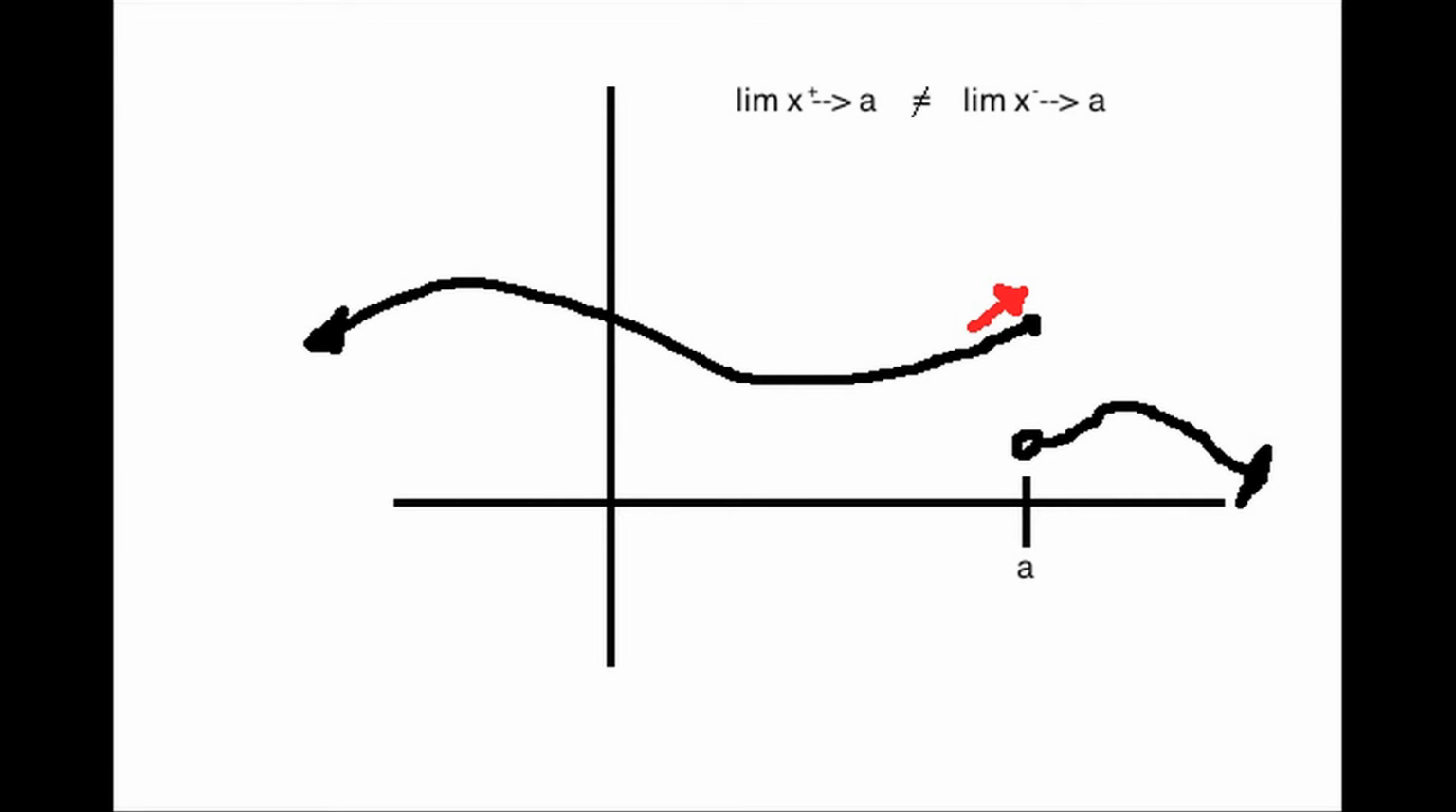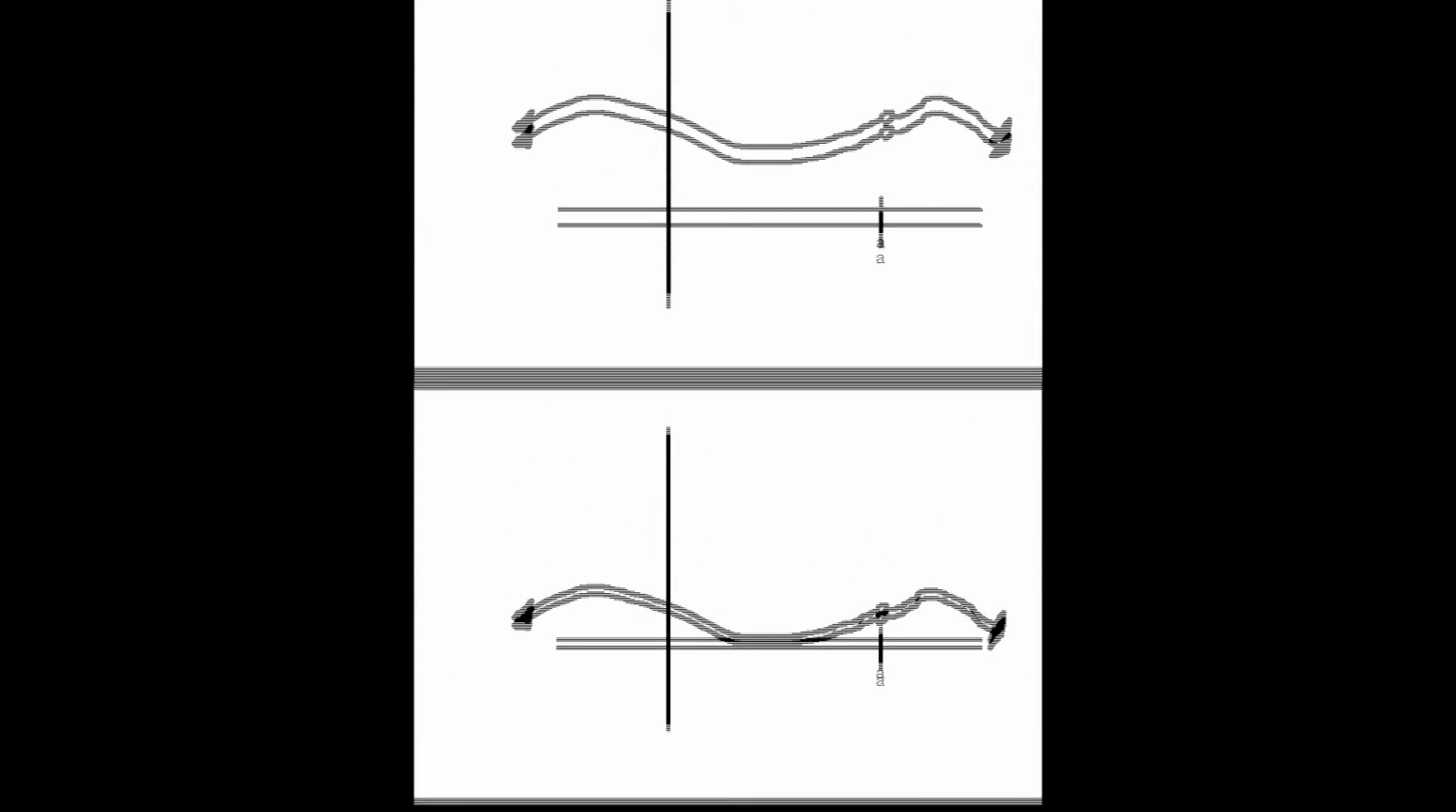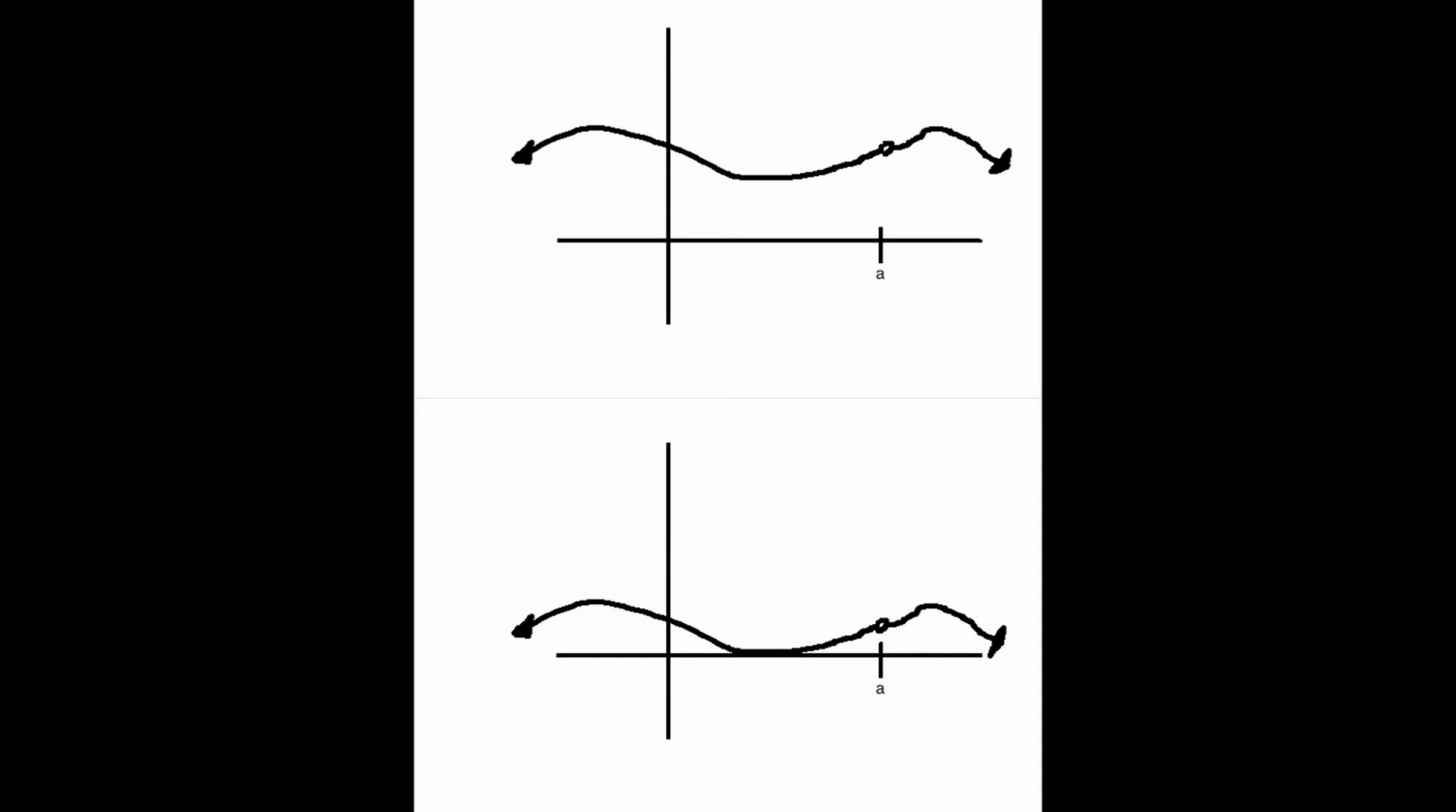If the limit were to exist, the graph would have to look something like this or this. In either of these cases, the graph is going towards the same point in both directions, and therefore the limit does exist.